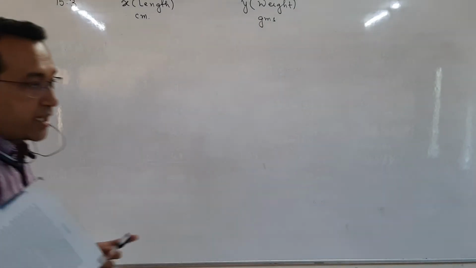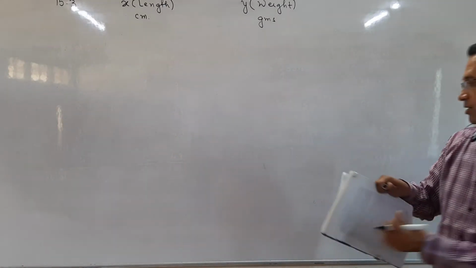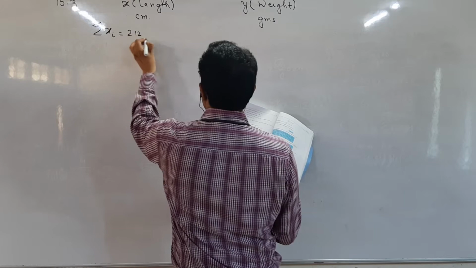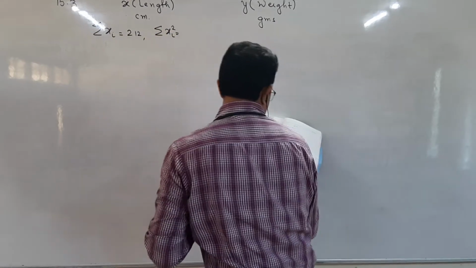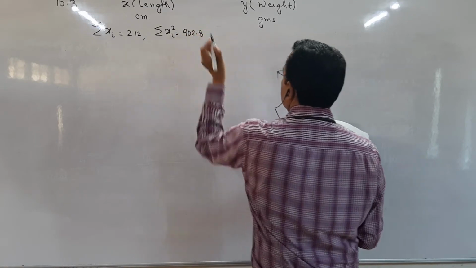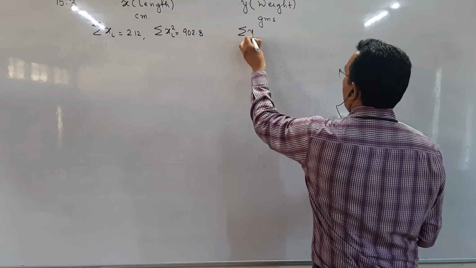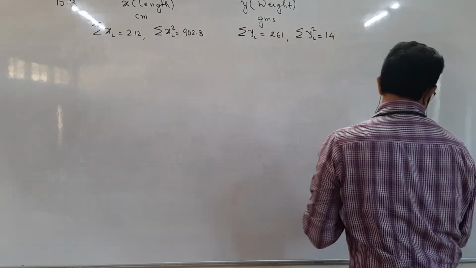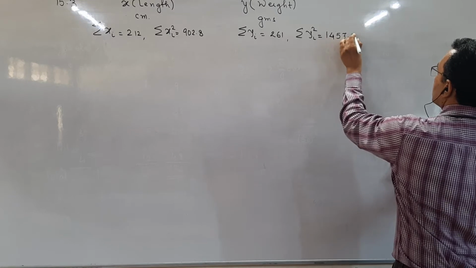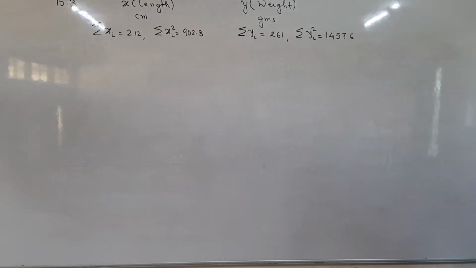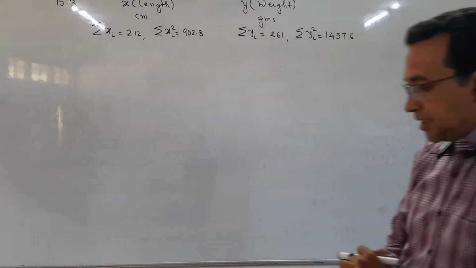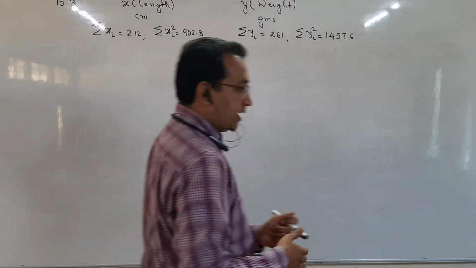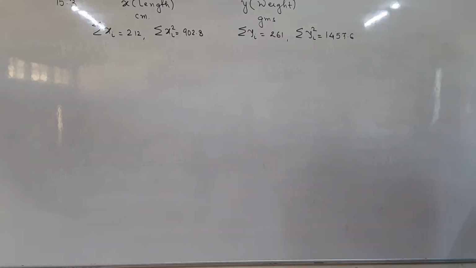Now students concentrate. We are given the data of summation. Summation xi, from 1 to 50, is 212. And summation xi square is 902.8. Then summation y is 261 and summation yi square is 1457.6. Now students, we have to decide out of length and weight, x and y, which variable has more variation.